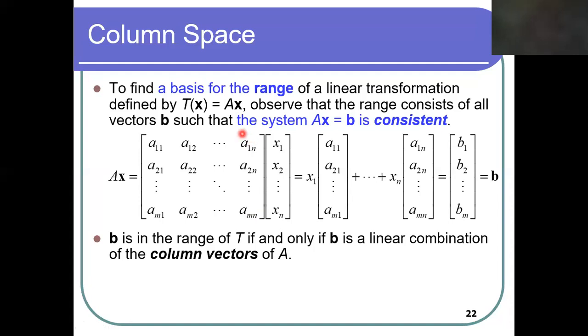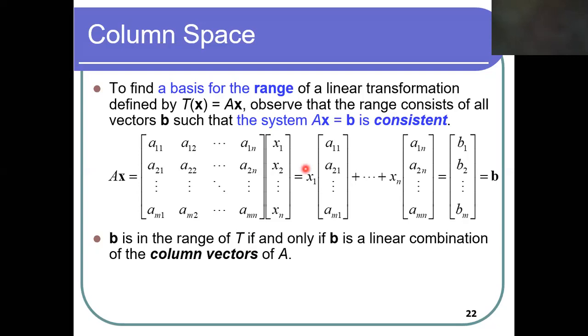So the input is from Rn, and the input is multiplied with matrix A. This input consists of an n cross 1 column vector. If you multiply this with A, you will ultimately get B. So B is in the range of T if and only if B is a linear combination of all the column vectors of A.